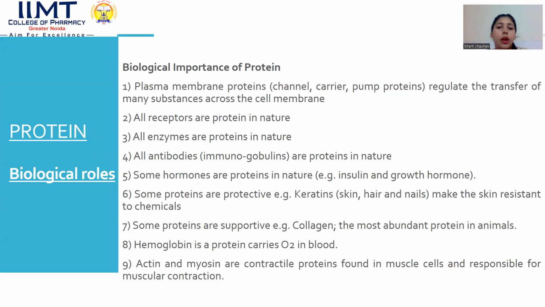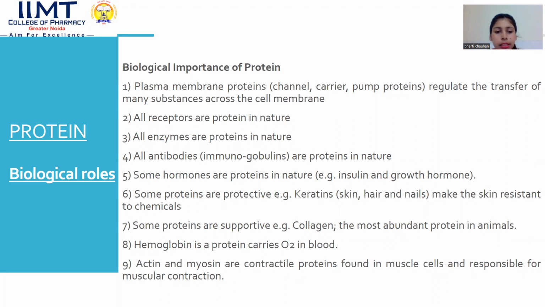If we talk about the biological importance of protein, plasma membrane proteins regulate the transfer of many substances across the cell membrane. All receptors are protein in nature. We already know that. All enzymes are protein in nature. All antibodies are protein in nature, the immunoglobulins. Some hormones are protein in nature, like insulin and growth hormone.